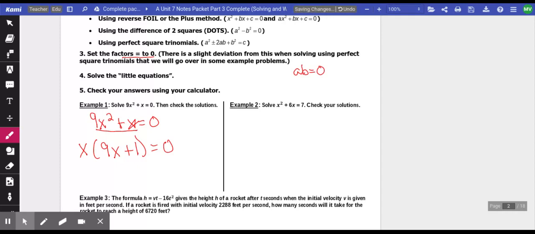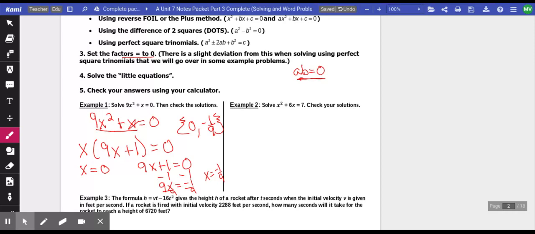Now I have two factors equal to 0, so I can use the idea that if I multiply two things and get 0, then one of those has to equal 0. So I take each factor and set it equal to 0: x = 0 or 9x + 1 = 0. x = 0 is already solved. I need to solve 9x + 1 = 0, and I do that like I normally do. I subtract 1, and then I divide both sides by 9. I get x = -1/9. So the two possible answers are 0 and -1/9. Both of those will check in that problem.